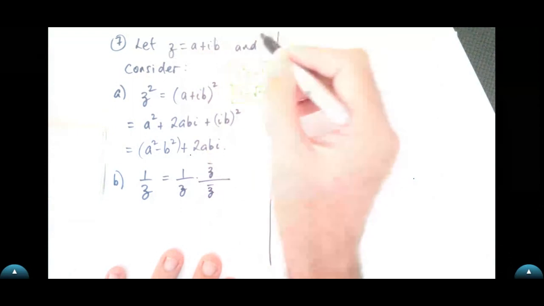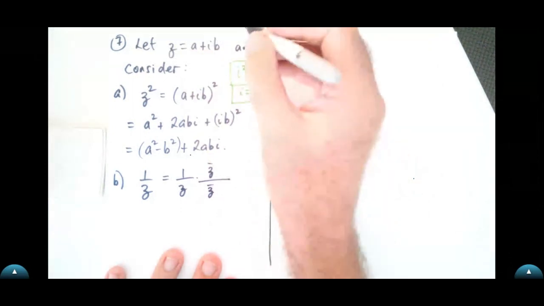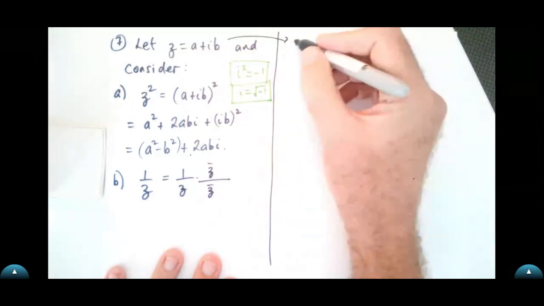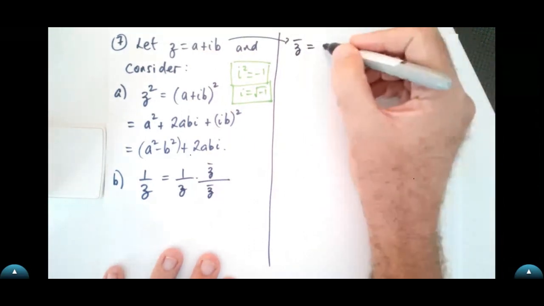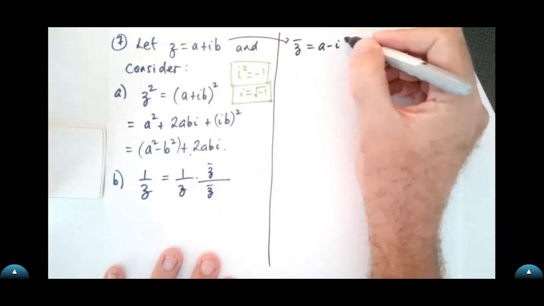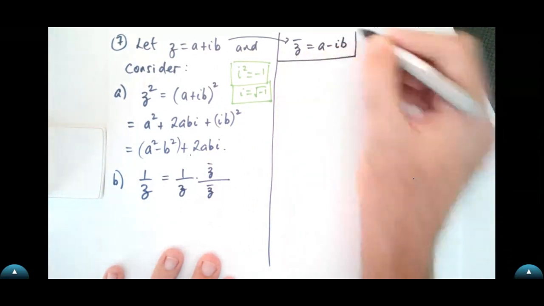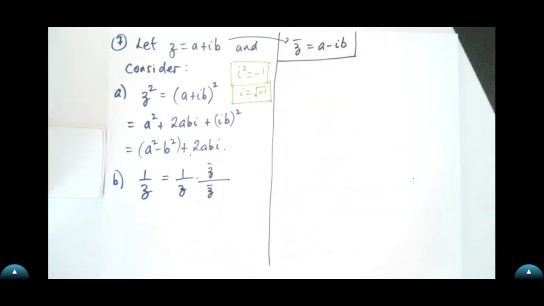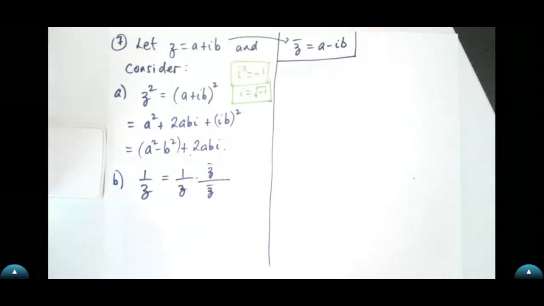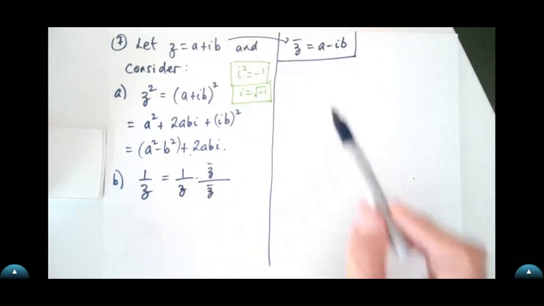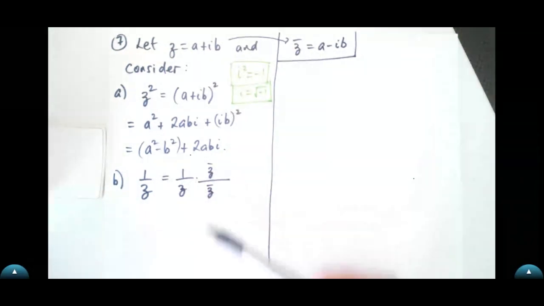So if z is this, then this notation z bar is just a minus ib. All right, so that's called the conjugate of z, or z bar. And why do we choose that? Well, the bottom part is actually going to simplify really nicely if you make that multiplication.